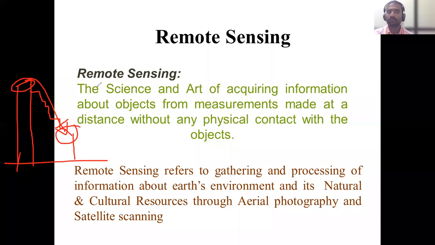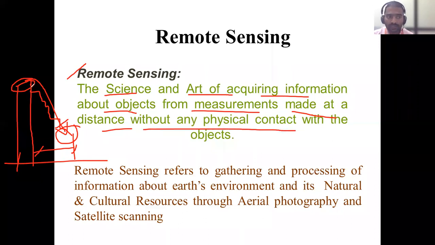This entire process को क्या बोलते हैं? Remote sensing बोलते हैं. See how the definition is: the science and art of acquiring the information. Acquiring means what? Getting the information about the object. ये ऑब्जेक्ट का इंफॉर्मेशन चाहिए उनको फ्रॉम द मेजरमेंट्स मेड एट ए डिस्टेंस, विदाउट एनी फिजिकल कांटेक्ट. इधर जाके हमने टच नहीं किया, उधर जाके हमने टच नहीं किया. Without touching that surface, we are getting the information of the surface. Okay, that is called remote sensing.